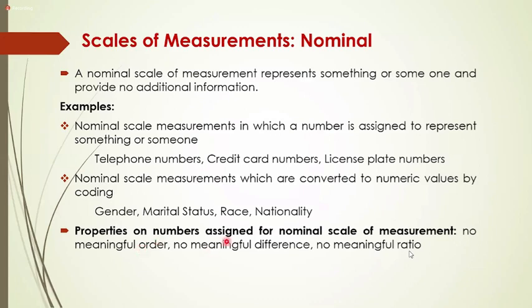Because properties on numbers assigned for nominal scale measurement: no meaningful order, no meaningful difference, no meaningful ratio. This is your justification. So if we want to say the measurements are nominal scale, you have to look at whether meaningful order is there, whether meaningful difference is there, whether meaningful ratio is there among the measurements. If not, then these are the nominal scale measurements, right?